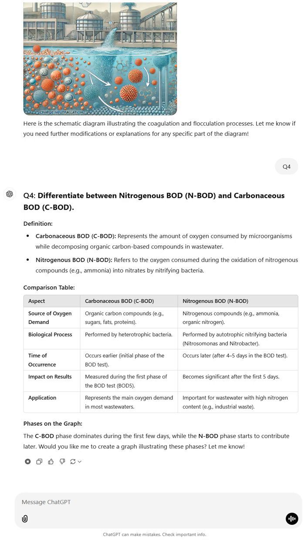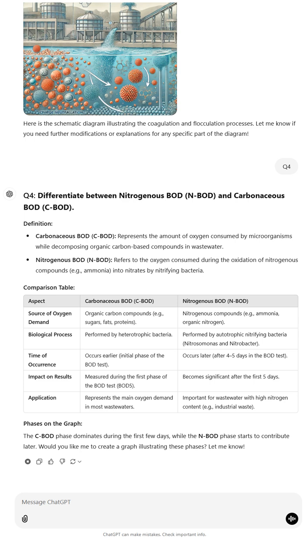Comparison table. Aspect, carbonaceous BOD, C-BOD, nitrogenous BOD, N-BOD. Source of oxygen demand. Organic carbon compounds, e.g. sugars, fats, proteins. Nitrogenous compounds, e.g. ammonia, organic nitrogen. Biological process. Performed by heterotrophic bacteria. Performed by autotrophic nitrifying bacteria, Nitrosomonas and Nitrobacter.